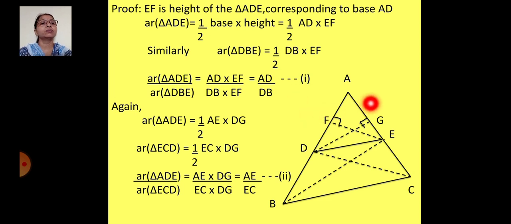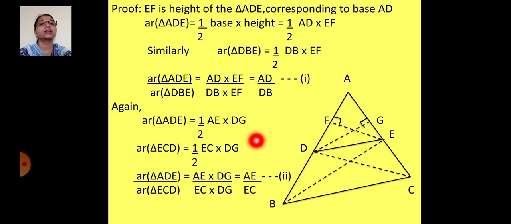Right. Now again come to the diagram. Again consider upper triangle ADE, but this time you take height as DG because DG is perpendicular to AE. So AE is the base and DG is the height. So apply the formula. Area of triangle ADE is half into AE into DG. And now down triangle DCE or ECD, here again DG is the height and EC is the base. So apply half into EC into DG.